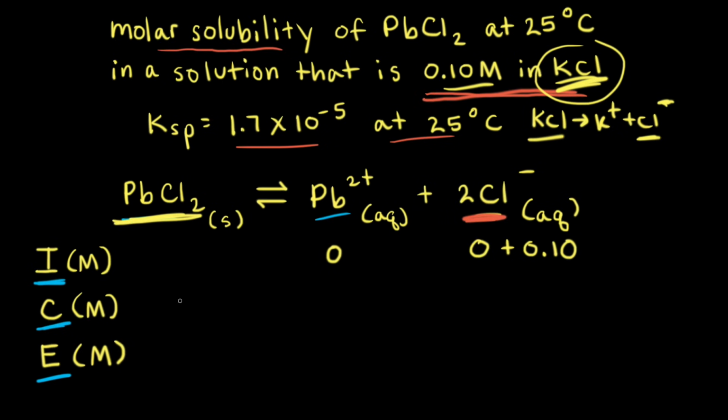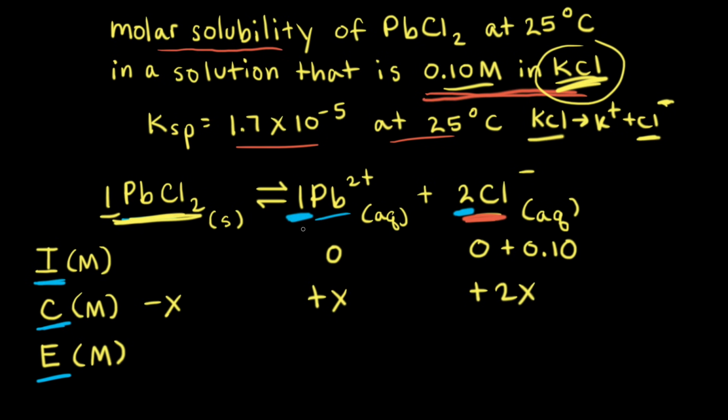So some of the PbCl2 will dissolve, we don't know how much, so I like to write minus X in here. And if some of that dissolves, the mole ratio of PbCl2 to Pb2 plus is a 1-to-1 mole ratio. So if we're losing X for PbCl2, we're gaining X for Pb2 plus. And looking at our mole ratios, if we're gaining X for Pb2 plus, and it's a 1-to-2 mole ratio, we would write in here plus 2X for the chloride anion.